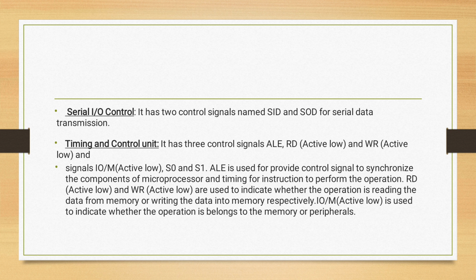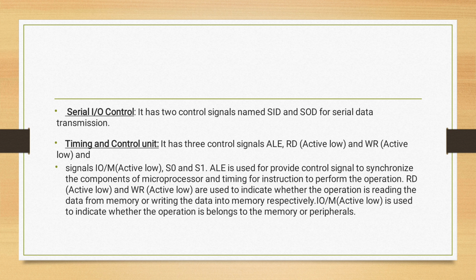In the timing and control unit, there are basically three control signals: ALE, read and write. Read is active low and write is also active low. And IO/M bar, input, output and memory, and S0 and S1. These are called the status signals, which I have already told. So ALE is used to provide control signal to synchronize the components of microprocessor and timing for instruction to perform the entire task.